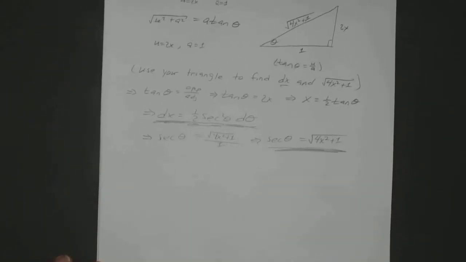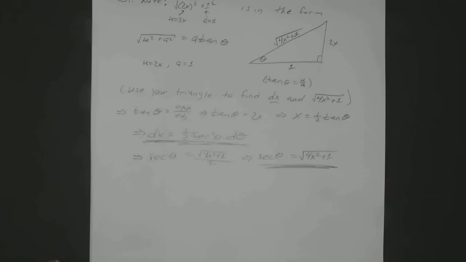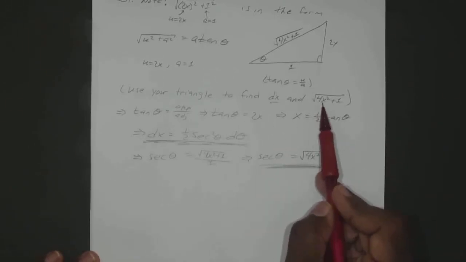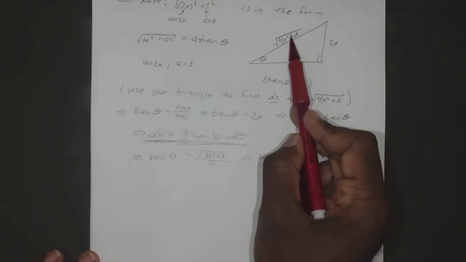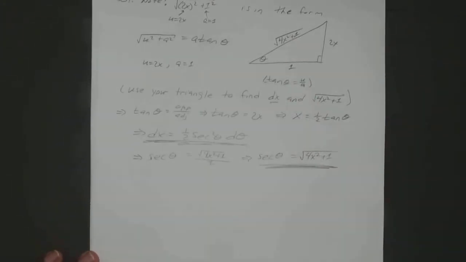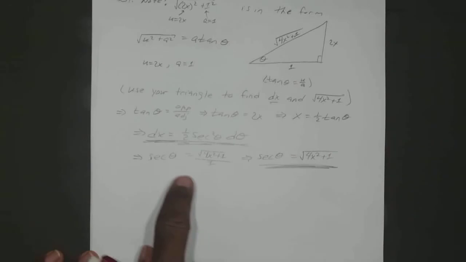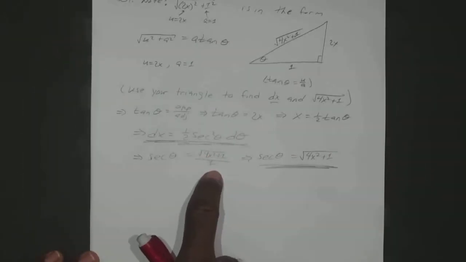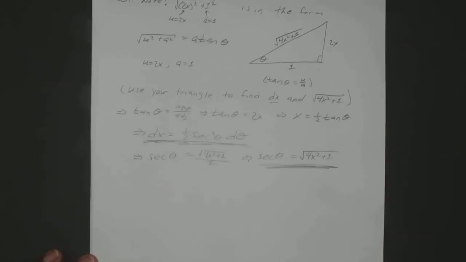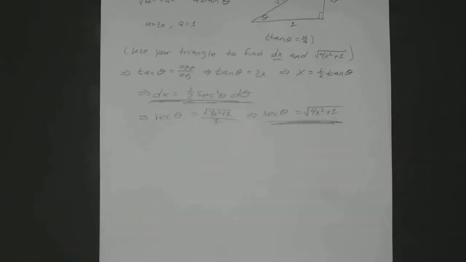Where did you get the secant? Oh, because I wanted to find our square root of 4x squared plus 1. So square root of 4x squared plus 1 over 1 would give me that. If you had a 2 there, then it would have been square root of 4x squared plus 1 over 2, and secant theta would have been that over 2. Okay, does that make sense? All right.